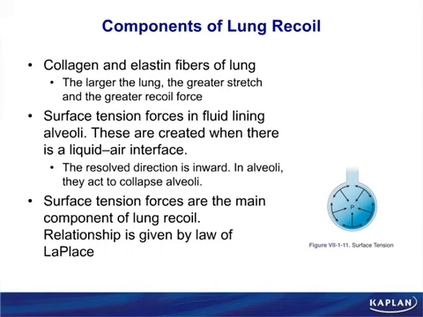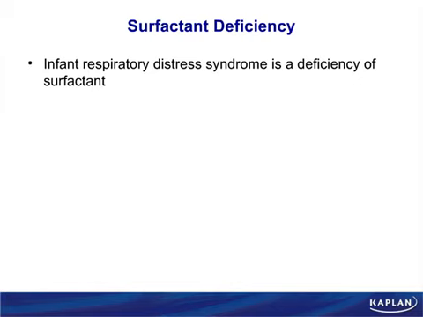Okay? Lung recoil. This relationship can be expressed when we think about the law of Laplace. Tension equals pressure times radius. If we just rearrange that, we know that the pressure is proportional to tension divided by radius. So the greater the tension, the greater the pressure in the alveolus because of these elastic recoil forces associated with surface tension. How do we know that surface tension is the predominant component of recoil? Well, we've demonstrated experimentally, but we also have a couple of important clinical conditions.